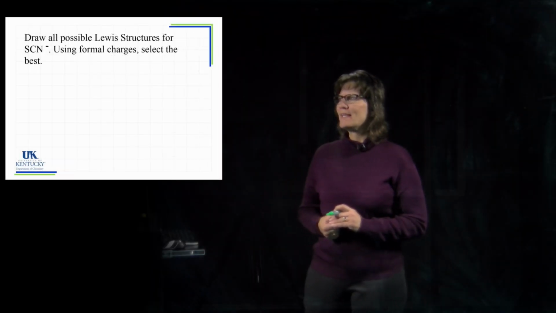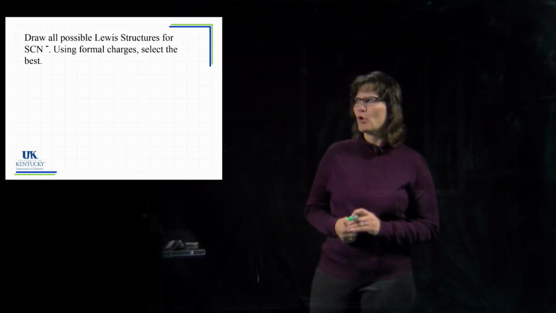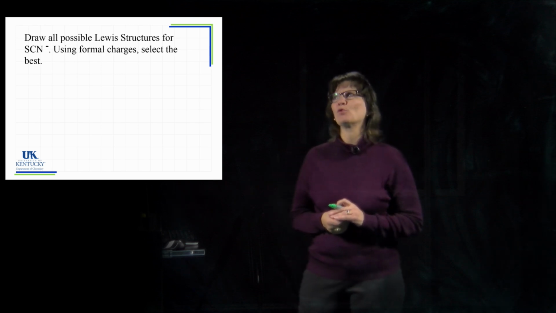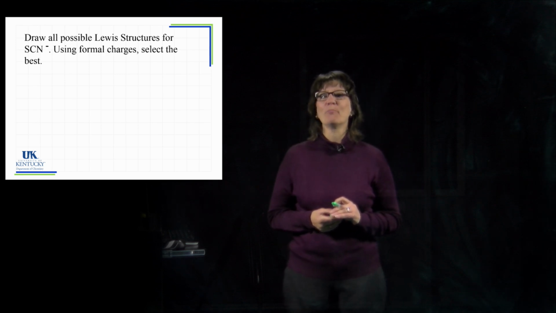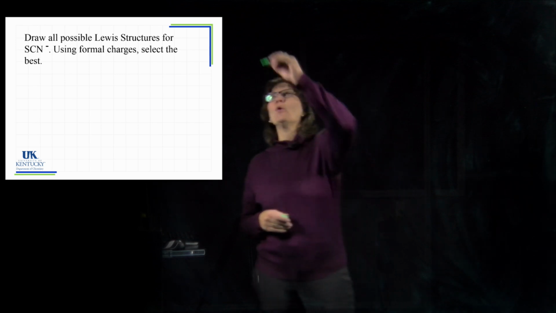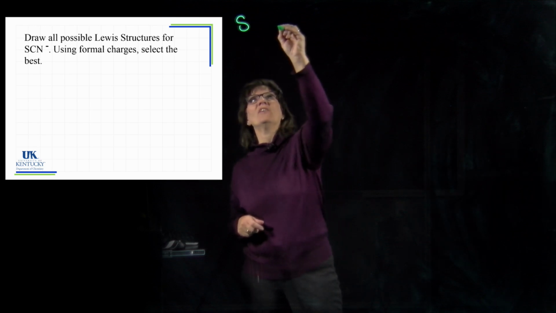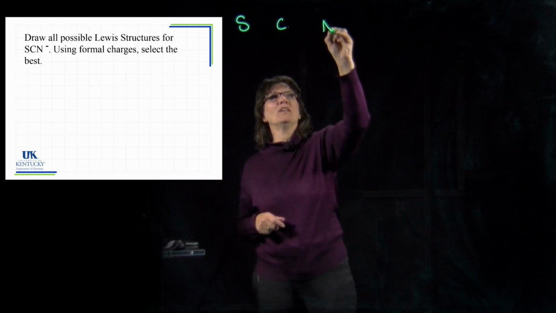So we're going to do SCN minus, and we're going to see how many Lewis structures we can draw for it, and then we're going to use formal charges to help us select the best one. So we know that for this, the connectivity is as we see it. The S is connected to the C is connected to the N.